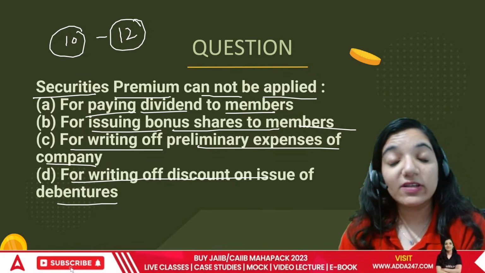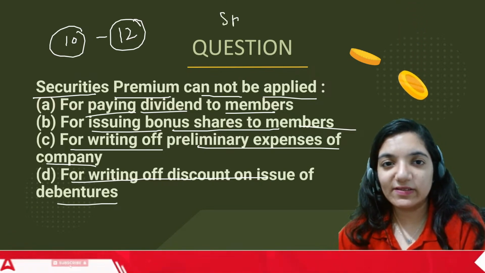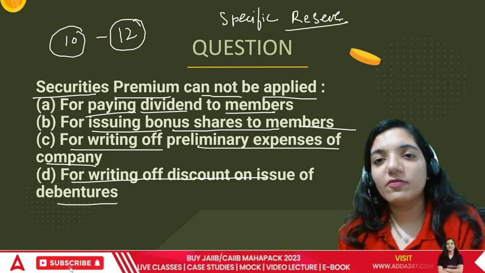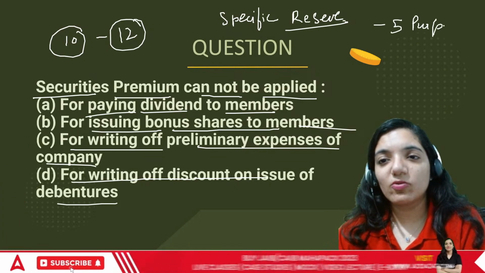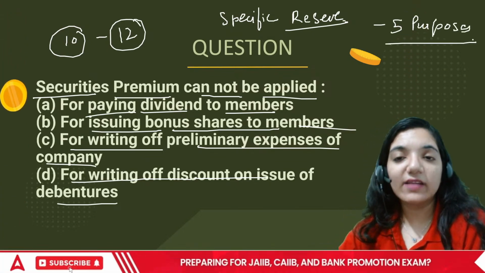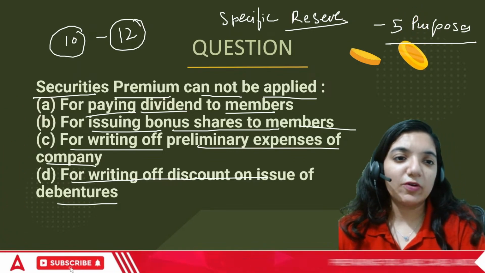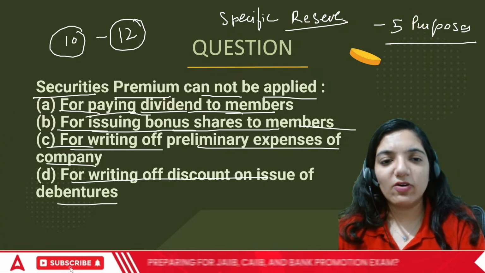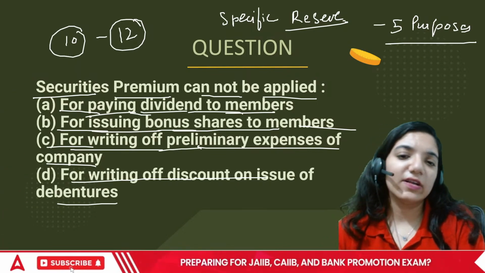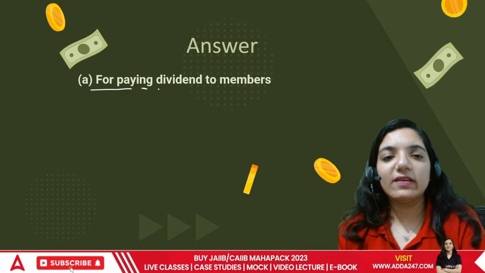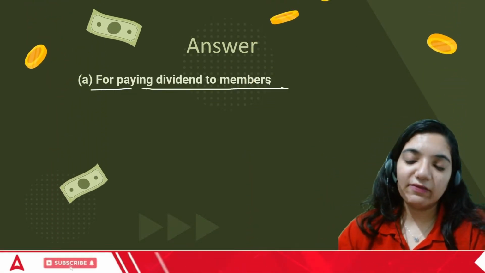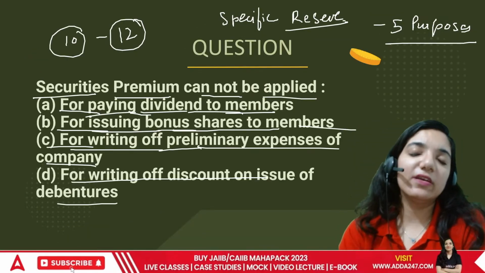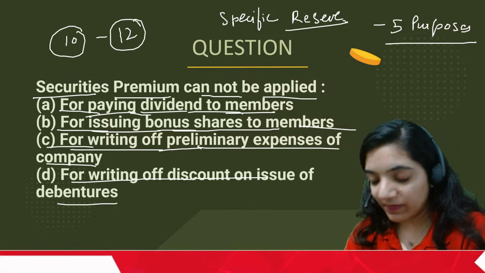Securities premium reserve is actually a specific reserve. It can be used only for 5 purposes. You cannot use it for any purpose other than the 5 purposes which are defined. It is for paying dividend to members, for issuing bonus to the members, for writing off preliminary expenses, or for writing off discount. The correct answer is paying dividend to the members. It cannot be used for this particular purpose. It can be used for giving bonus. It can be used for writing off the preliminary expenses and all.